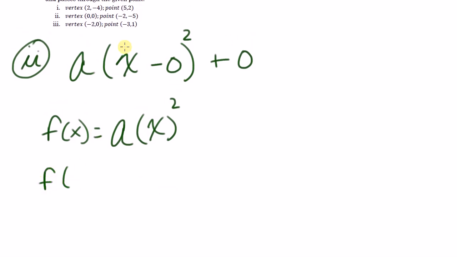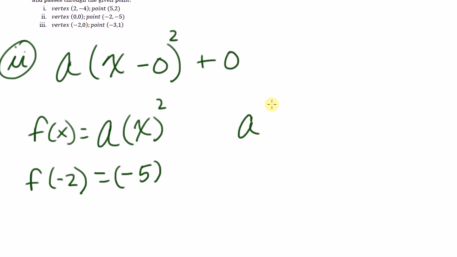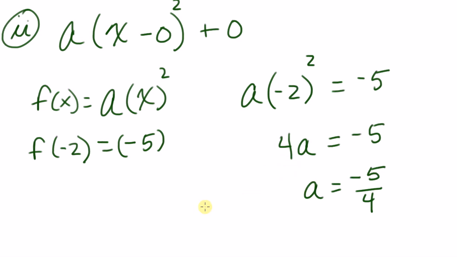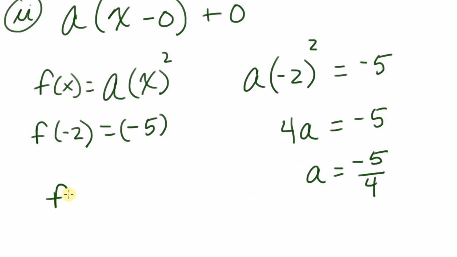And then we need to find the f of negative 2. And we need to make sure that's equal to negative 5. So we have a times negative 2 squared. When is that equal to negative 5? And so negative 2 squared is 4. So I have 4a equals negative 5. And I have a is equal to negative 5/4. So then I would just replace the a with that negative 5/4. So the f of x is equal to negative 5/4 x squared.